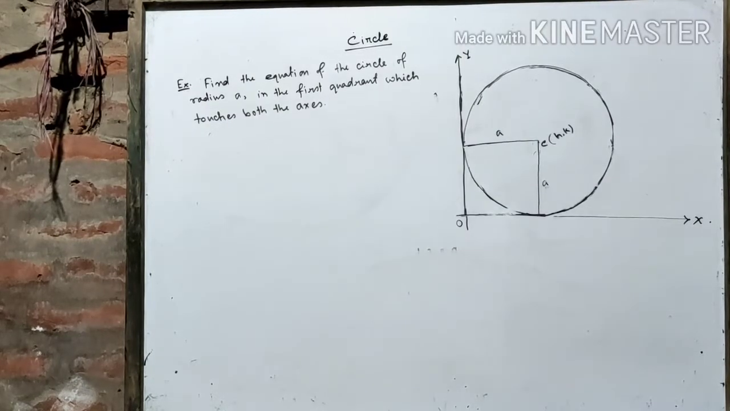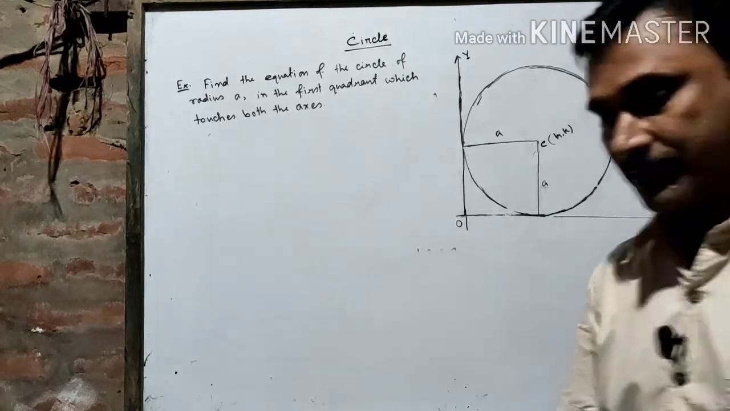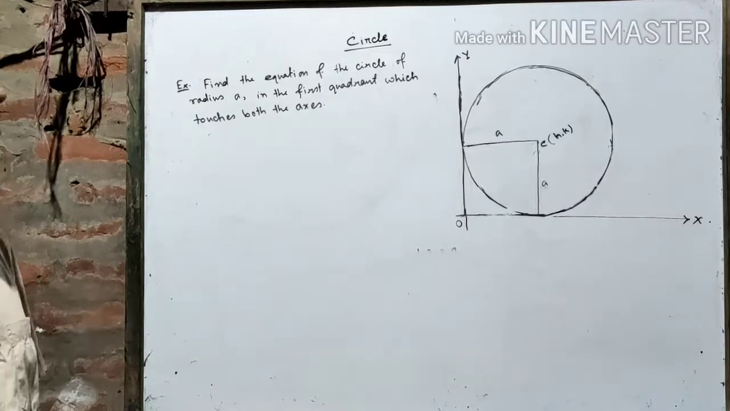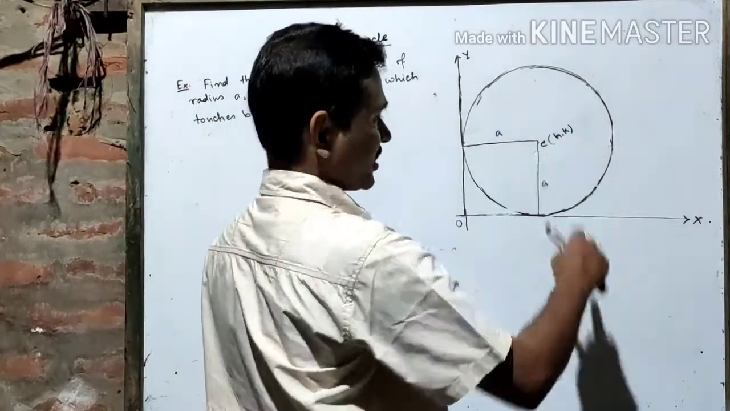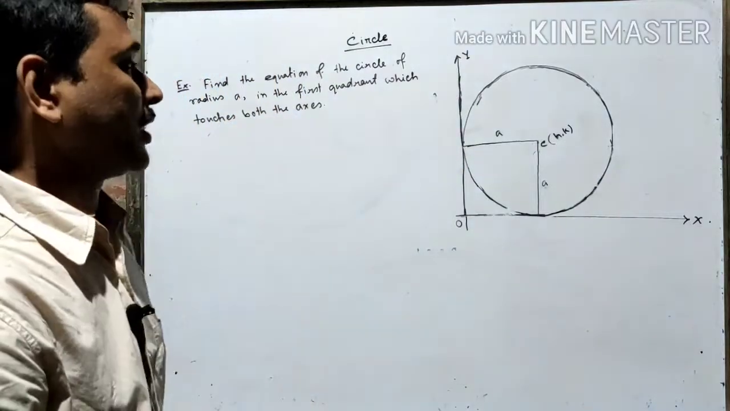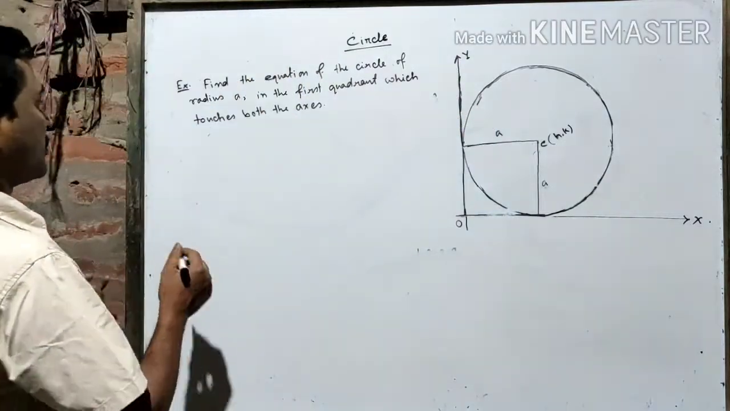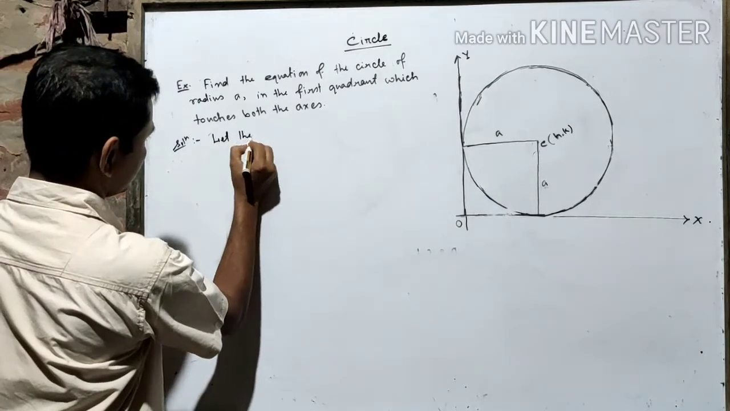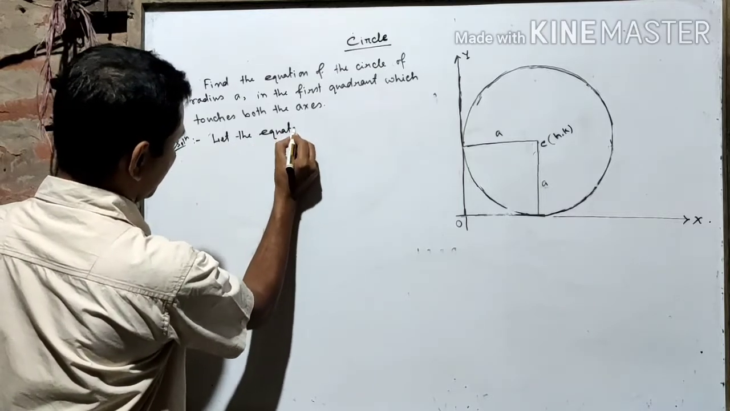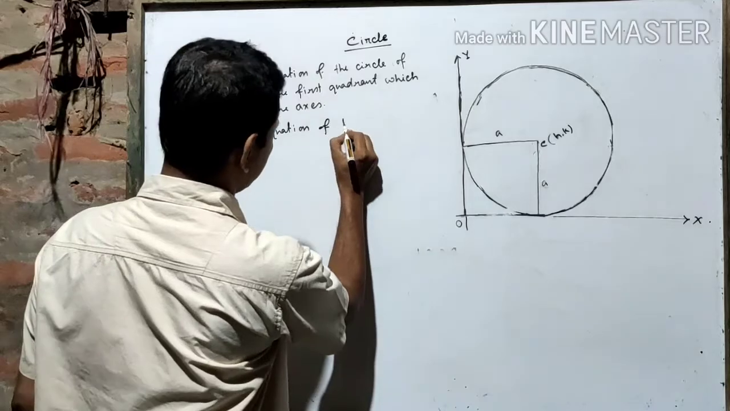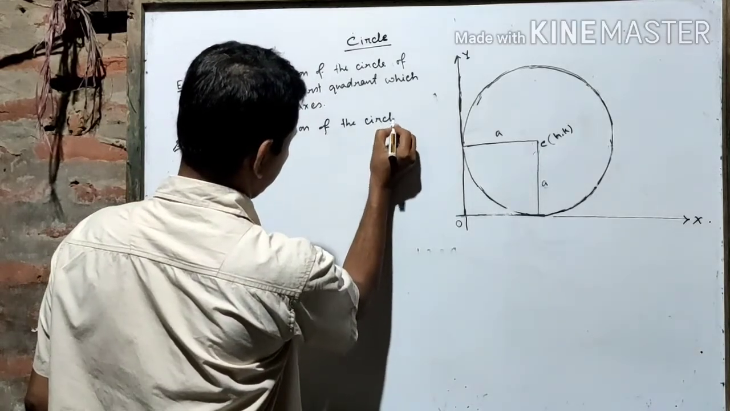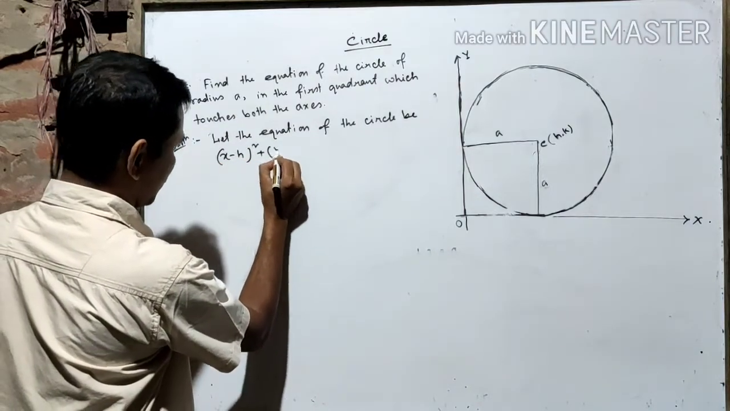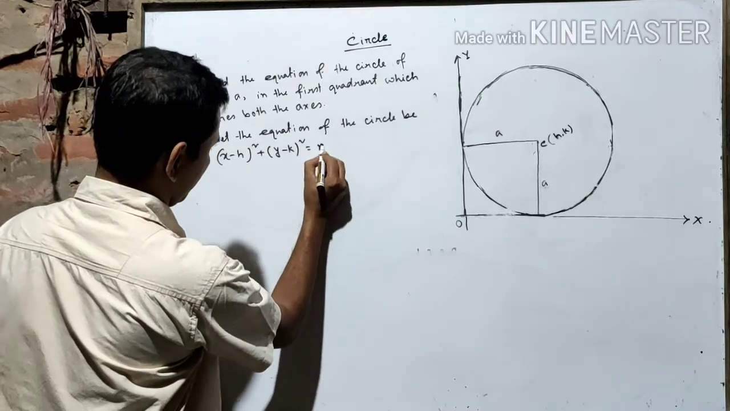So our next question is, find the equation of a circle of radius a in the first quadrant which touches both the axes. Okay. So there is a circle whose radius is a and which touches both the axes. We have to find the equation of the circle. So we start from the standard equation. Let the equation of the circle be x minus h whole square plus y minus k whole square is equal to r square.